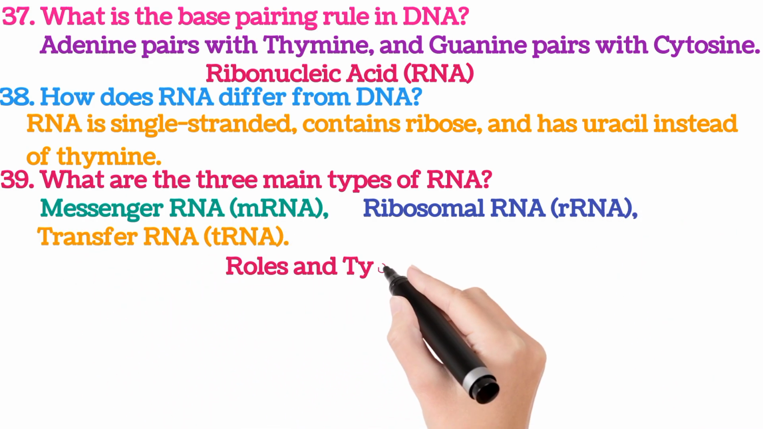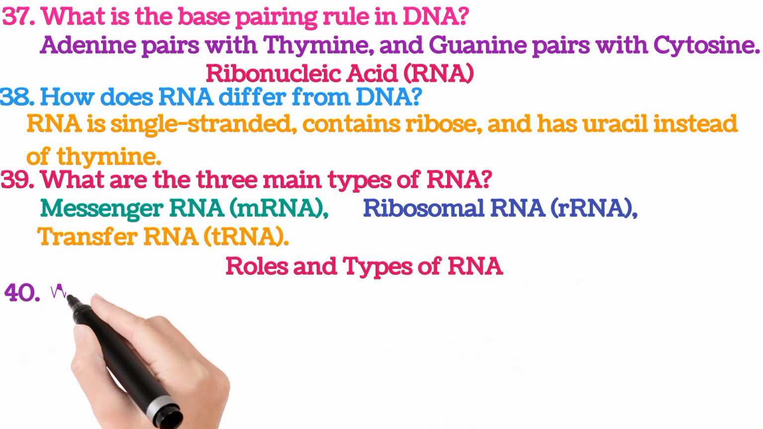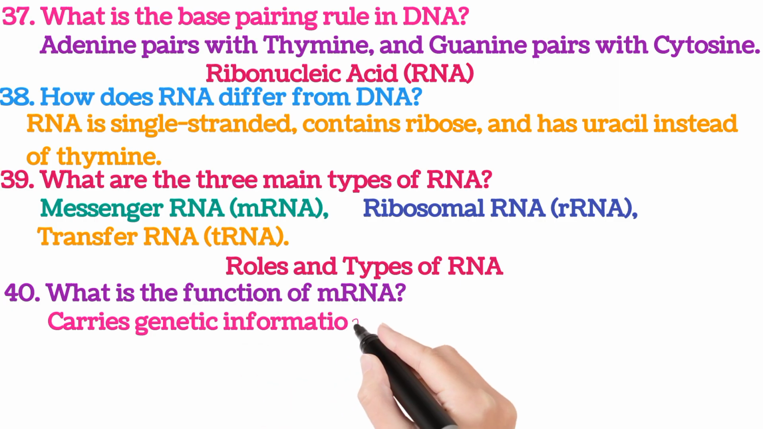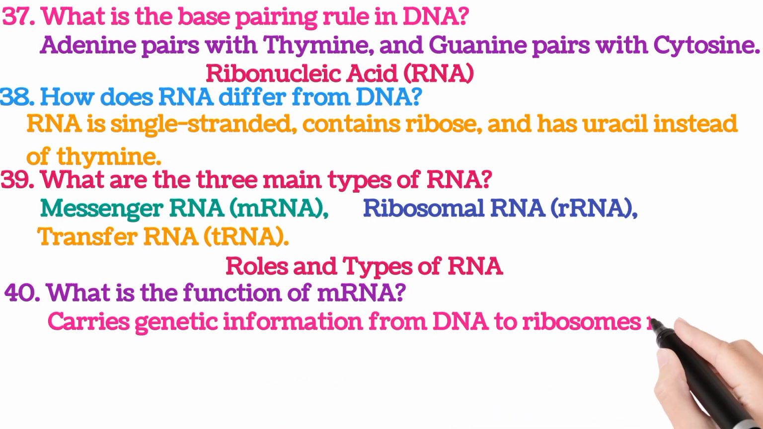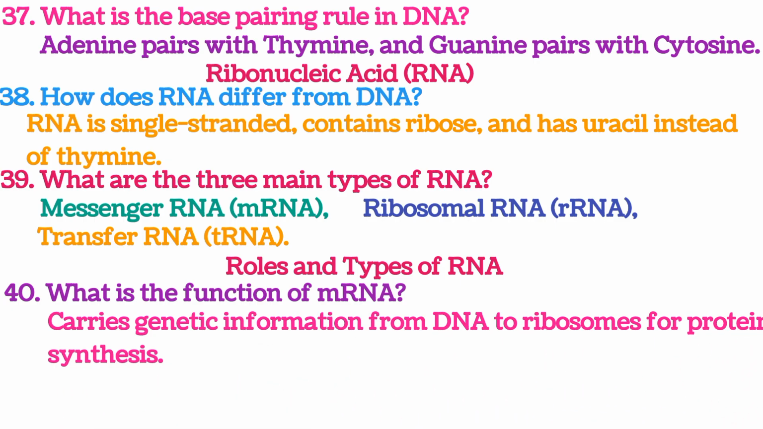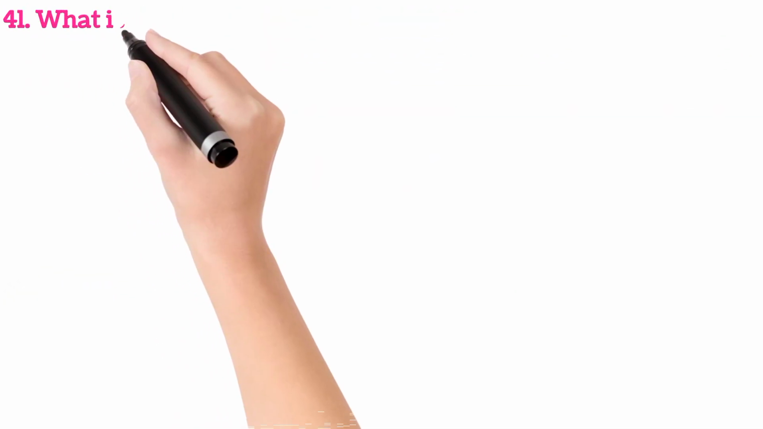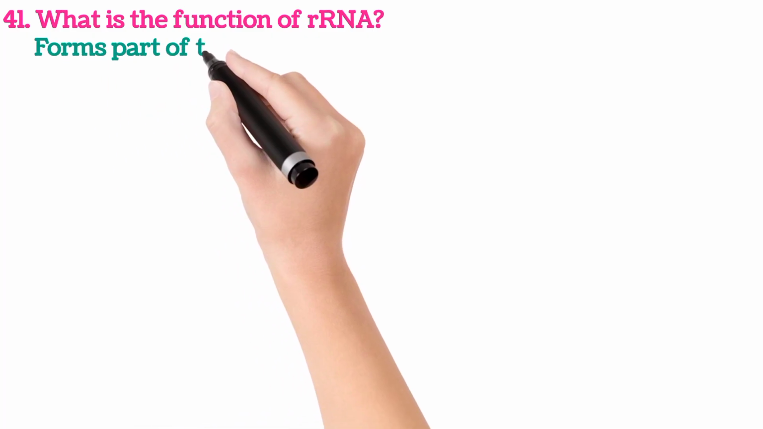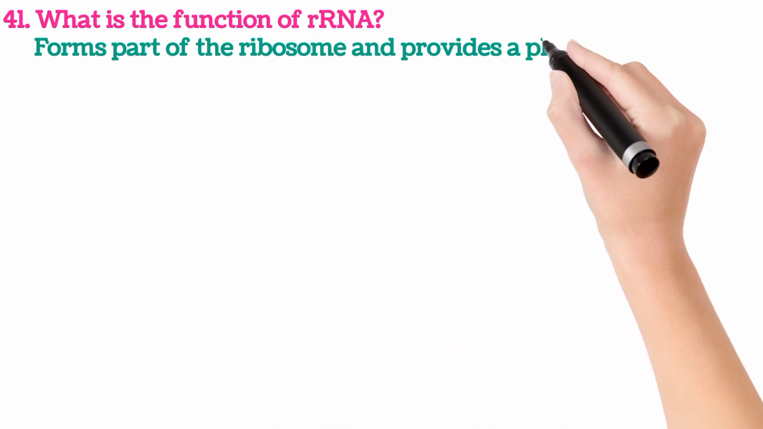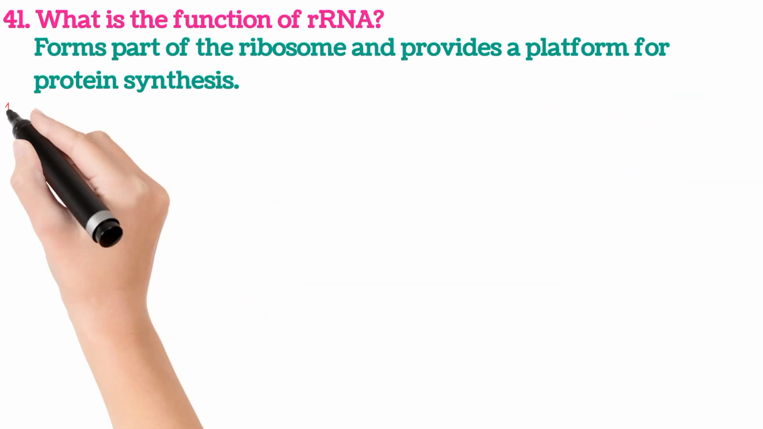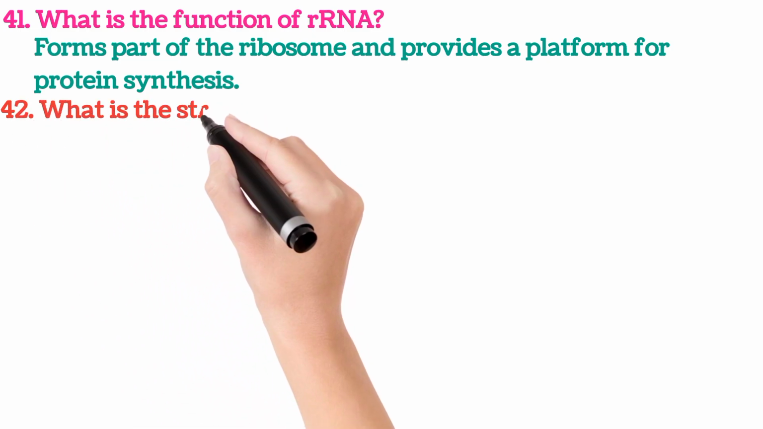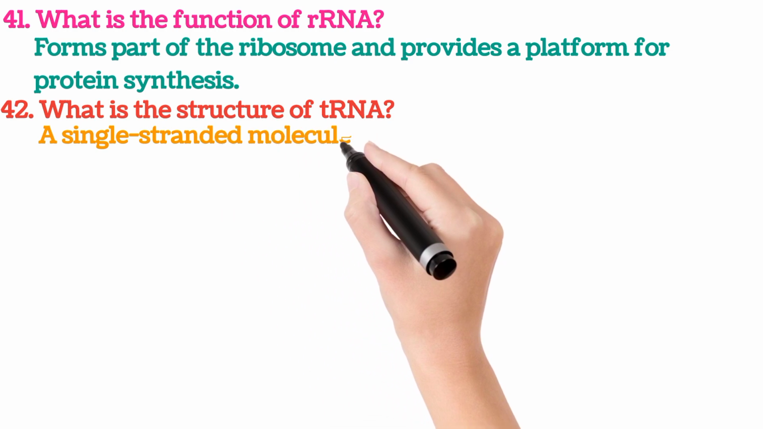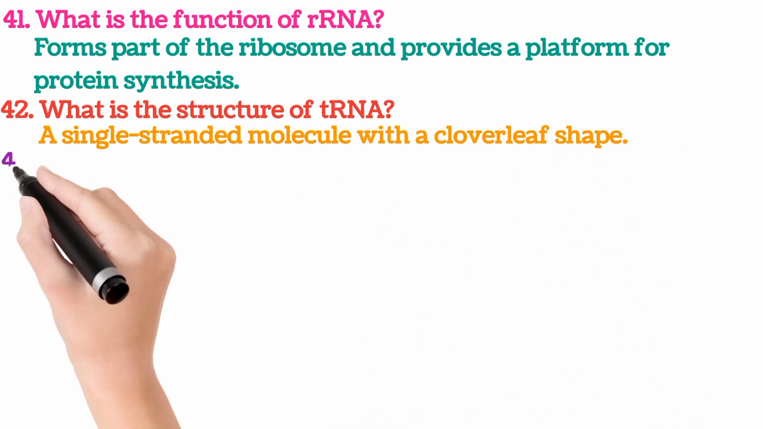Roles and types of RNA. 40. What is the function of messenger RNA? Carries genetic information from DNA to ribosomes for protein synthesis. 41. What is the function of ribosomal RNA? Forms part of the ribosome and provides a platform for protein synthesis. 42. What is the structure of transfer RNA? A single-stranded molecule with a cloverleaf shape.